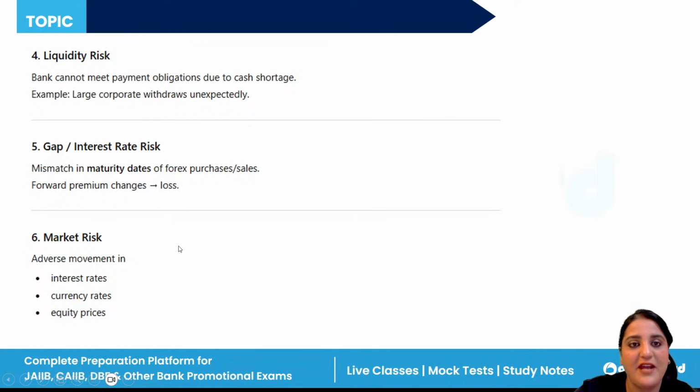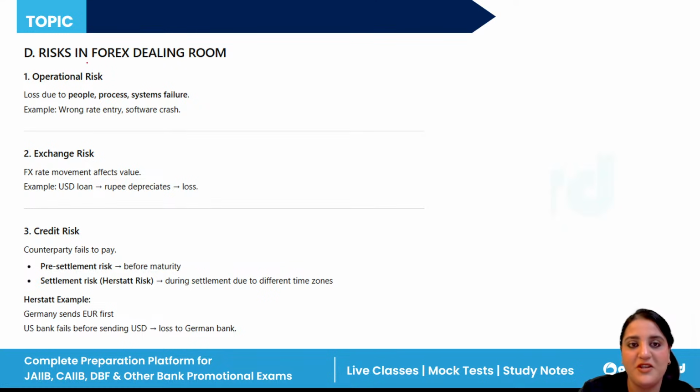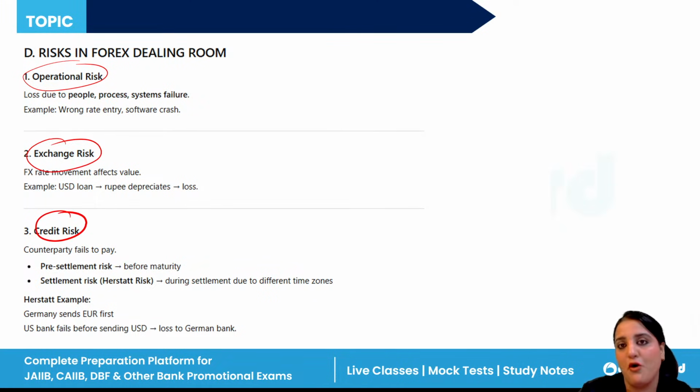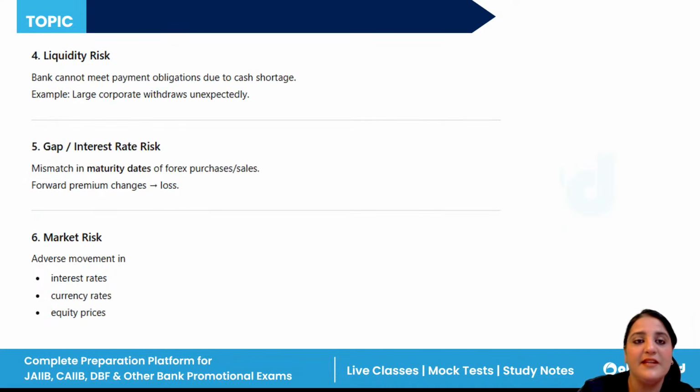Right? So we have types of risk here. Operational risk, loss due to people, process, and external events. Exchange risk, when the risk occurs due to the fluctuations in the currency. Credit risk, when one borrower is not able to pay back the bank any interest, any principal, any EMI, that is called credit risk. Then we have liquidity risk, when not enough cash is available in the market, that is called liquidity risk.